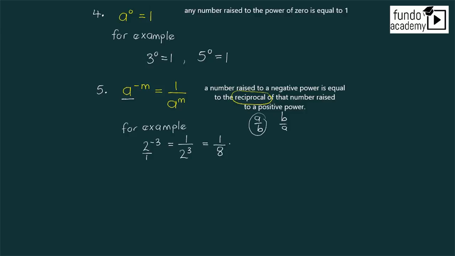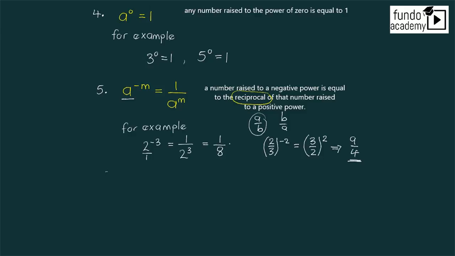So another example, let's say you had 2/3 raised to the power of negative 2. Since we have a negative power, then we find the reciprocal, so it becomes 3 over 2, and now the power becomes positive, and 3 squared is 9, and 2 squared is 4. So this will be your solution as an improper fraction. So that is how we deal with the negative powers. You find the reciprocal of the number and the power becomes positive.